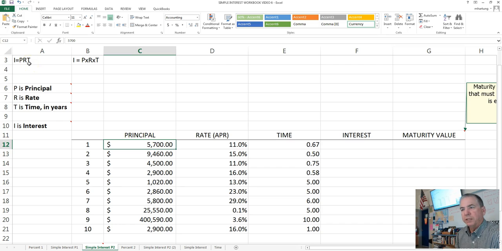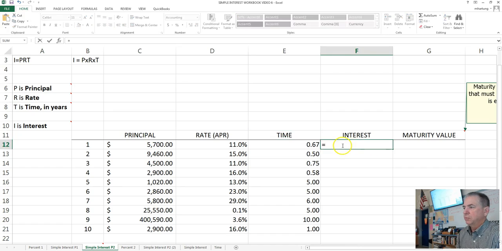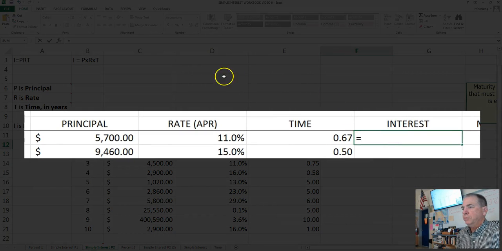We're going to apply the simple interest formula. See, here's our interest here. I is interest, which is equal to P times R times T. Equal sign, principal times rate times time.